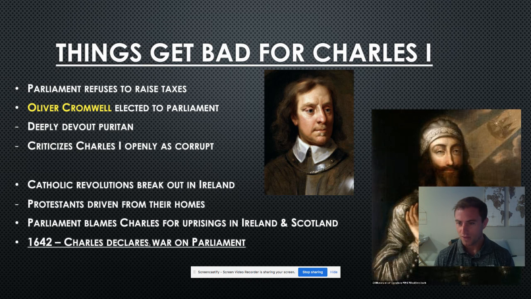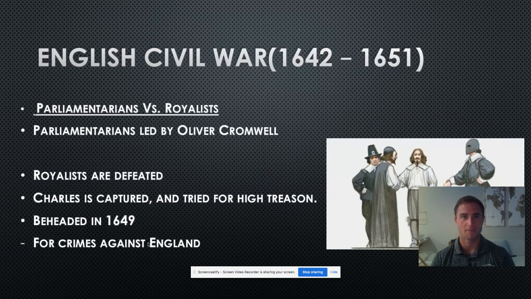And so Charles is going to declare war on his own Parliament. Here we go. We have a civil war on our hands, one side of the country fighting the other. It's going to be people that are loyal to Parliament versus the people that are loyal to the royalty. That means, of course, that the English Civil War is our parliamentarians versus our royalists. Very simple. Our parliamentarians are led by Oliver Cromwell. Our royalists, of course, are led by Charles I.